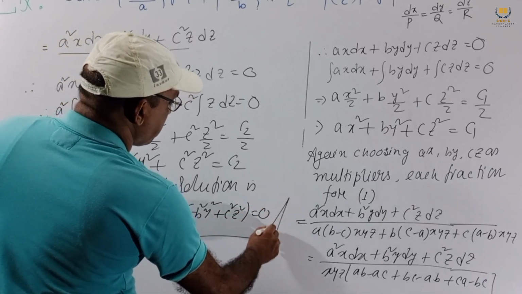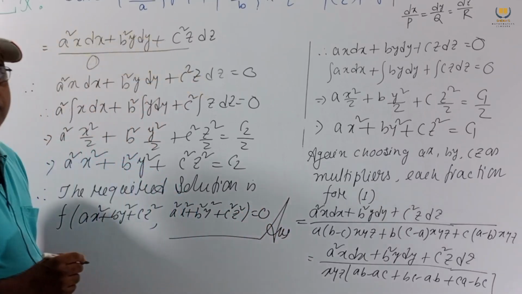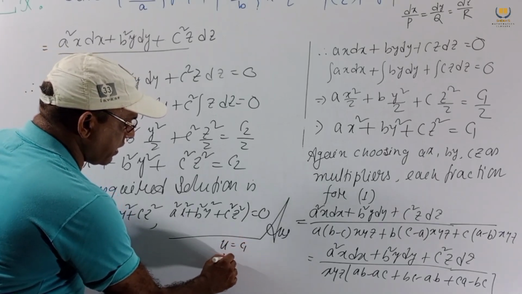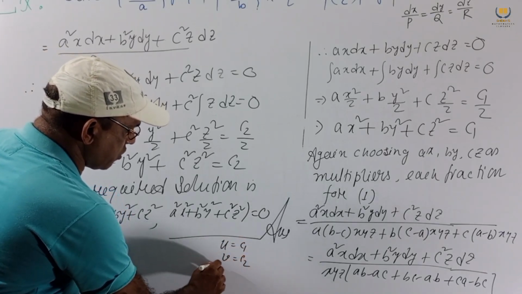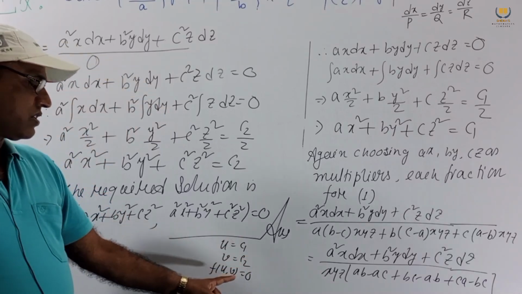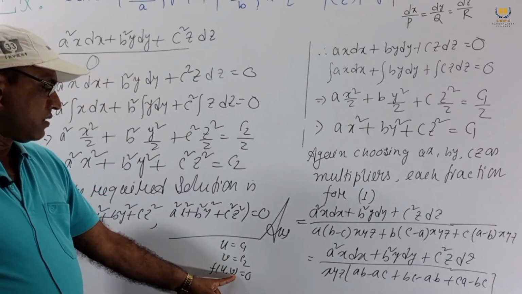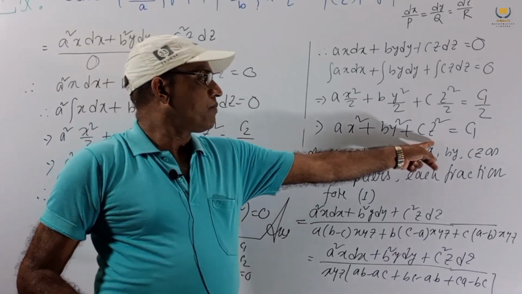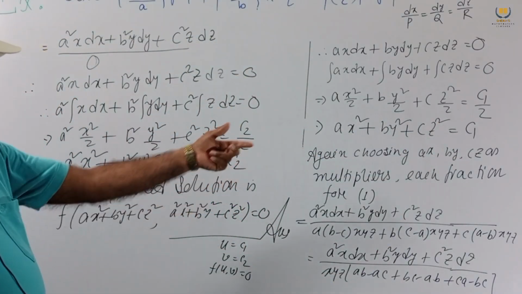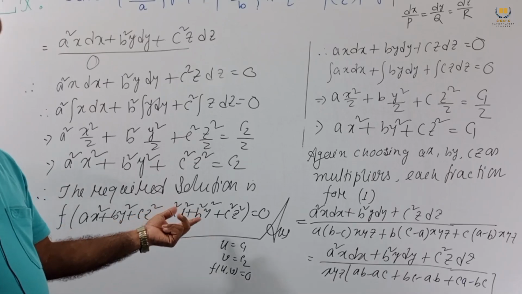This is the final answer. Because we know if u equals c1, v equals c2, then the solution will be f of u comma v equals 0. We cancel c1, c2, and write f of u comma v equals 0. So this is u equals c1, this one v equals c2, and the answer will be this u and v. This is the final answer.